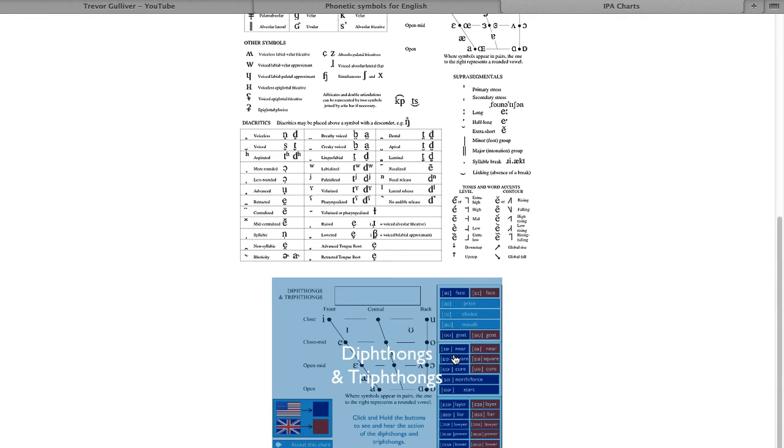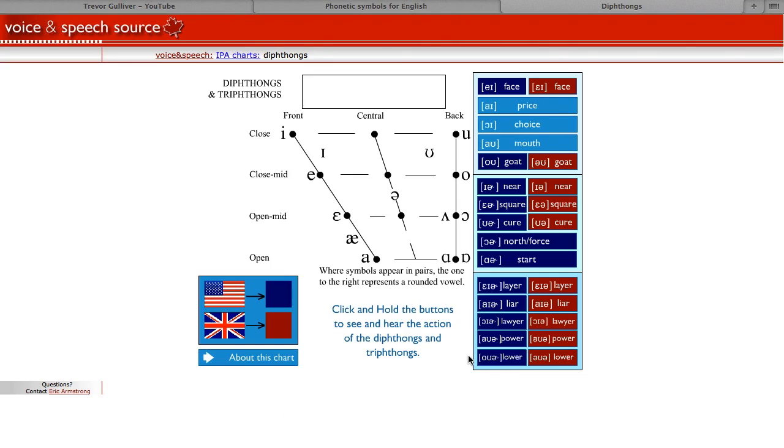So find the chart. It's located near the bottom of the page. Click on it. Now on the right side there's a blue and red box, and the column in the red are the diphthongs characteristic of British English. That's where my cursor is now. And on the left, the column in blue, those are the diphthongs characteristic of American English.